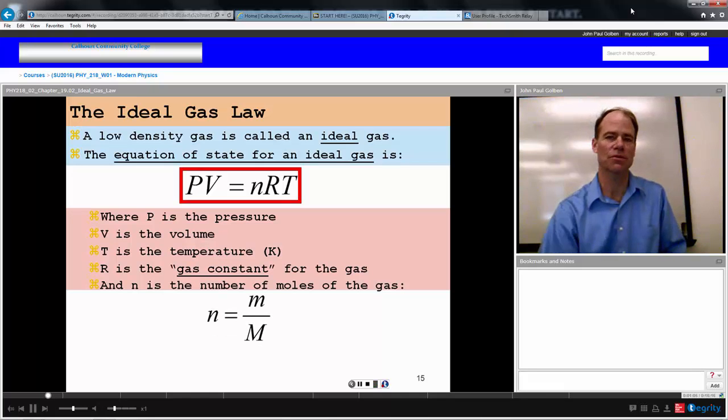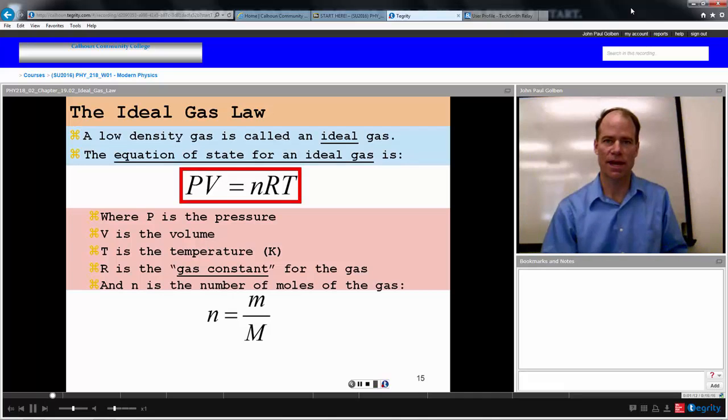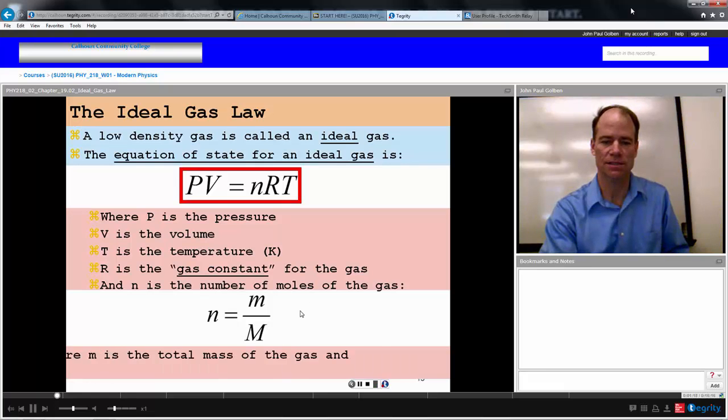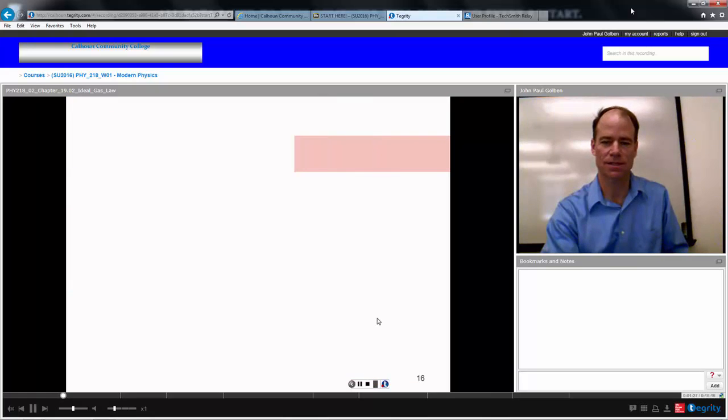The number of moles is the total mass of the gas divided by the molecular weight of the gas, how much mass there is per 1 mole of the gas. So M is the total mass of the gas, and M is the molar mass, kilograms per mole of the gas.